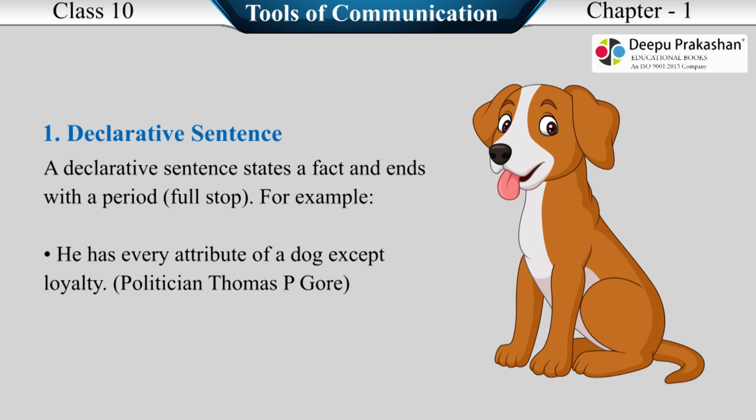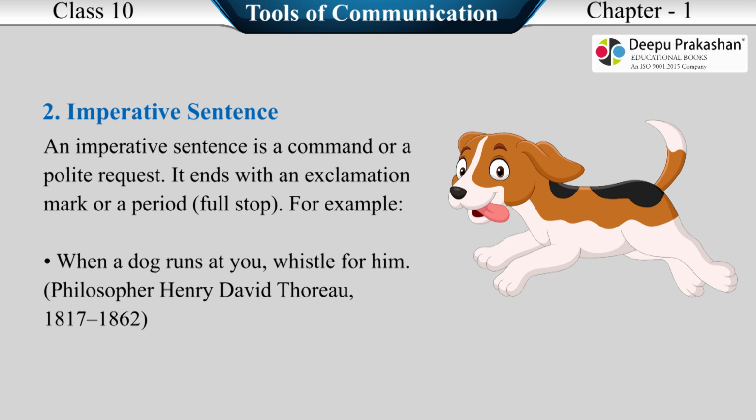For example, he has every attribute of a dog except loyalty. Politician Thomas P. Gore. 2. Imperative sentence. An imperative sentence is a command or a polite request. It ends with an exclamation mark or a period, full stop. For example, when a dog runs at you, whistle for him. Philosopher Henry David Thoreau, 1817 to 1862.